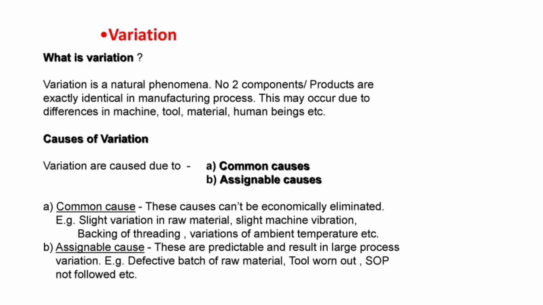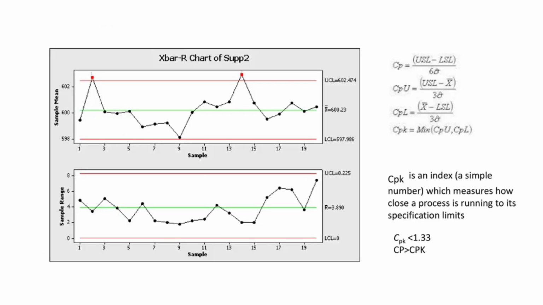There is variation due to common causes and assignable causes. Common causes cannot be economically eliminated. Some variation will be in the raw material. Assignable cause means it is predictable and results in large process variation. Examples: defective batch of raw material, tool worn out, SOP not followed, like this.